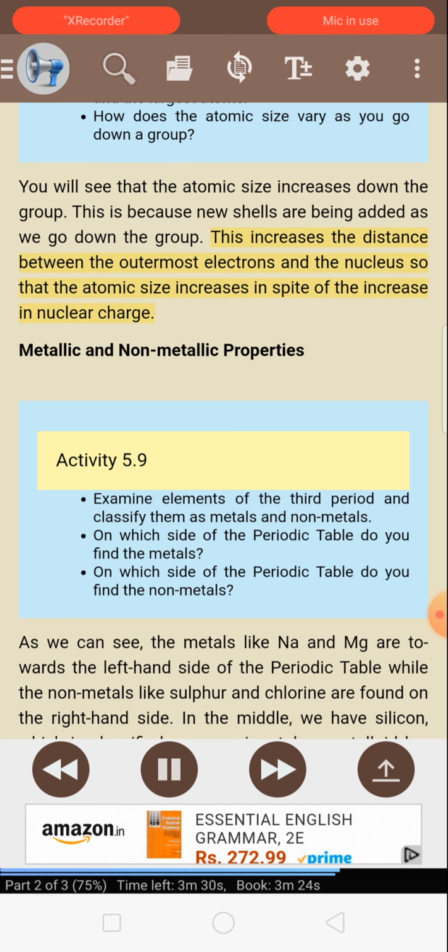Metallic and non-metallic properties. Activity 5.9. Examine elements of the third period and classify them as metals and non-metals. On which side of the periodic table do you find the metals? On which side of the periodic table do you find the non-metals? As we can see, the metals like Na and Mg are towards the left-hand side of the periodic table while the non-metals like sulfur and chlorine are found on the right-hand side.